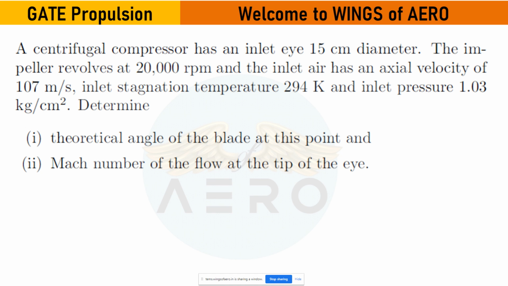Is it density or pressure, ma'am? It is pressure. Okay, kg. So what is the unit for the pressure? Pressure is actually Newton per meter square. Okay, but here they have given kg per centimeter square.